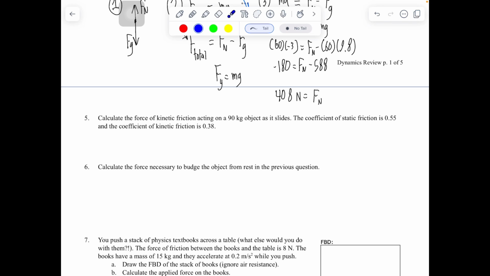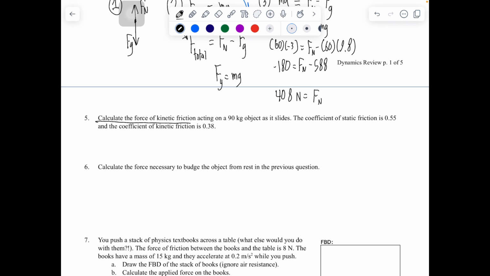Number 5, calculate the force of kinetic friction acting on a 90 kilogram object as it slides. Coefficient of static friction is 0.55. Coefficient of kinetic friction is 0.38. Okay. Here, coefficient of kinetic friction. I like to start with identifying what we're trying to solve for. Calculate the force of kinetic friction.